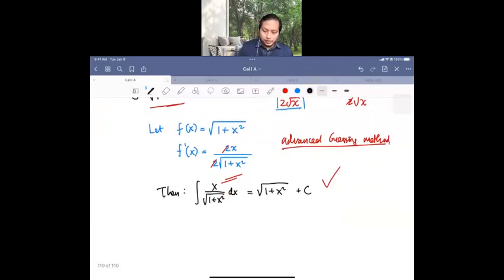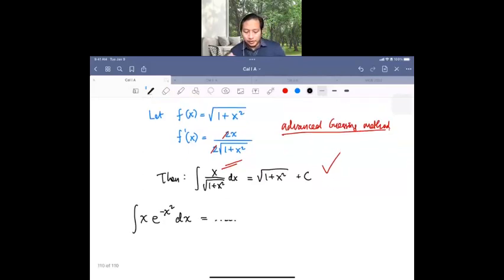Another question that is interesting to analyze is the integration of x e to the negative x squared dx. First, of course, you can deal with u substitution. I think it is quite obvious. You have the x squared here, you have x here. Of course, they can cancel each other if you substitute the x squared with another variable.